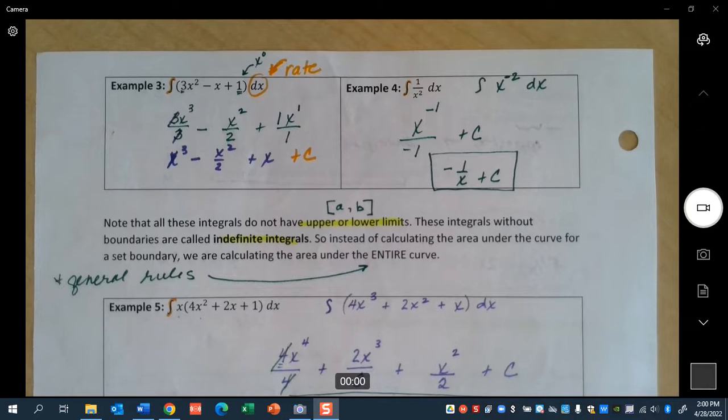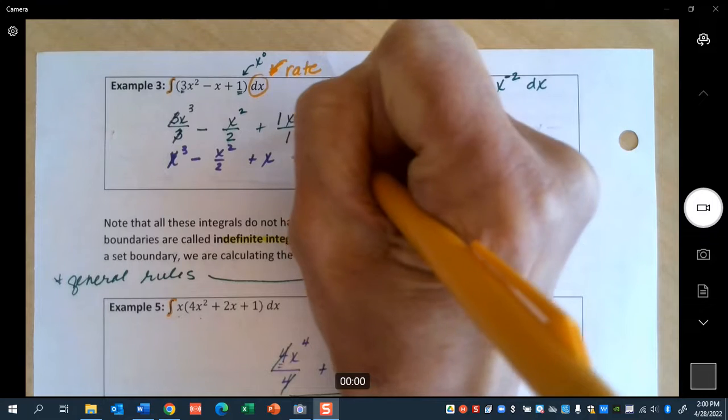In the back here, just a bunch of the same thing. This 3 comes along for the ride. I write my x. I add 1 to the exponent, divide by the new. And then whatever simplifying I can do, making sure I add my c on to the end. Should probably add my c up here too.